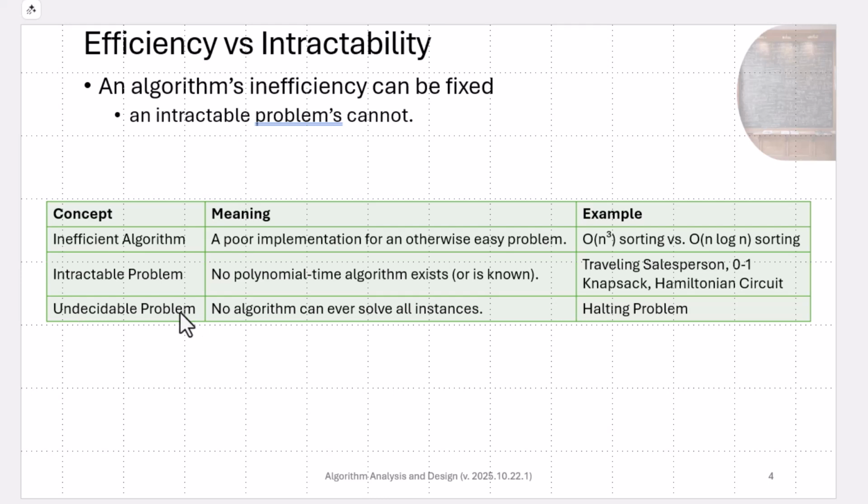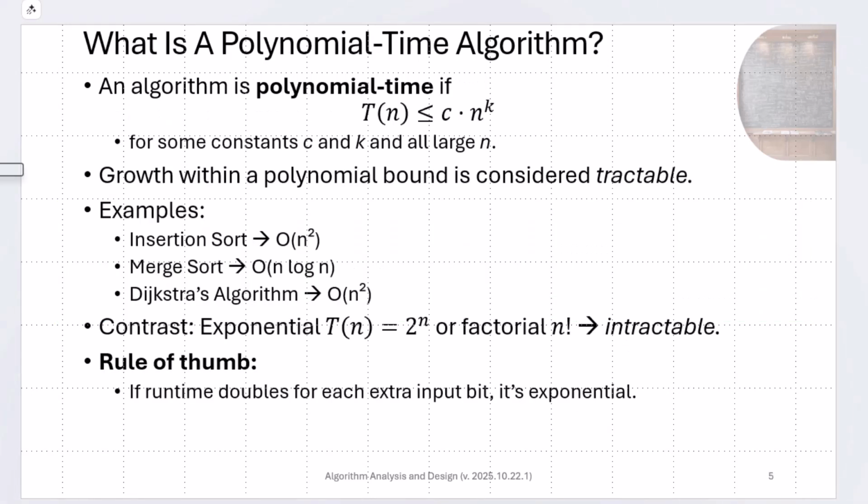An undecidable problem means no algorithm can ever solve all instances. So complexity is not even a consideration because the problem is undecidable. An example would be the halting problem, which is the classic example.